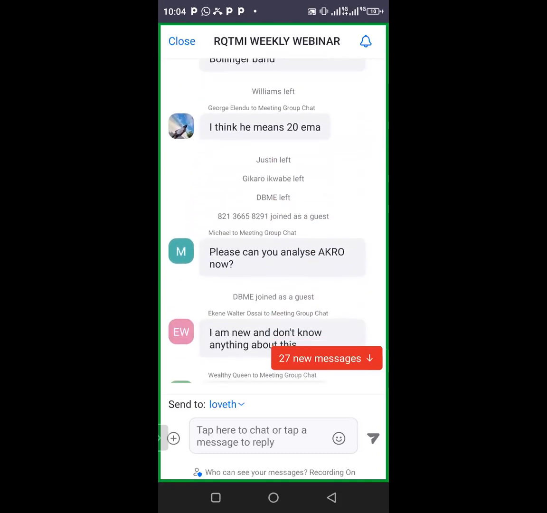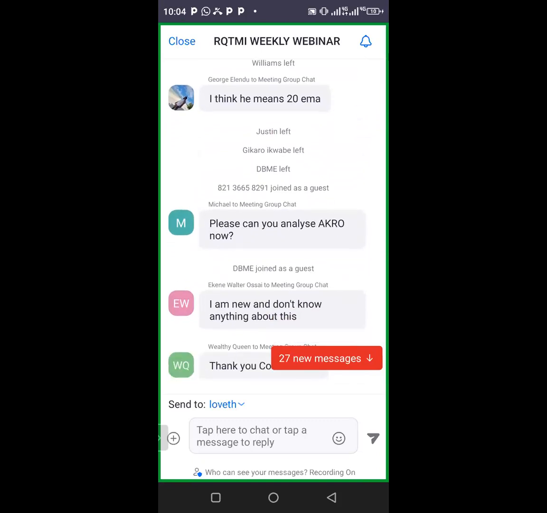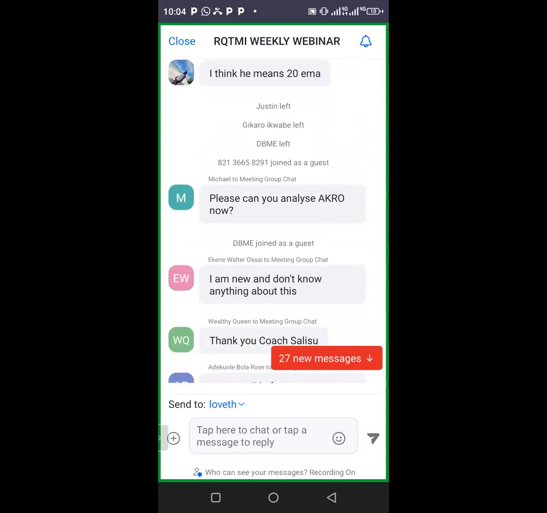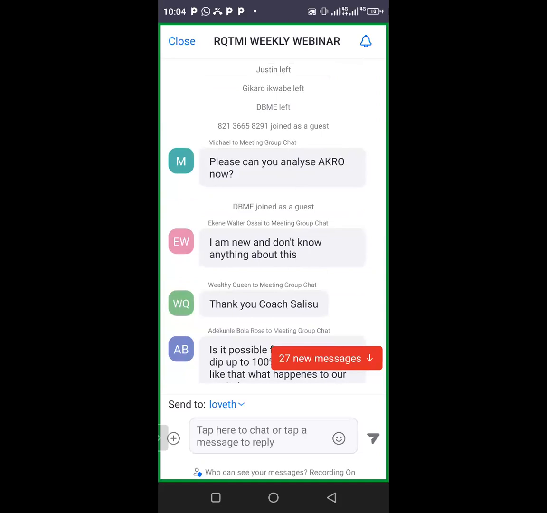Okay. Please, can you analyze ACRO now? If you are trading with 215 margin calls, I'm sure you should be happy, jumping up, thanking God. Every morning you wake up, in fact, tomorrow you should wake up in the morning and thank God that ACRO has bought up to 150, because the next thing you will see is mind-blowing.